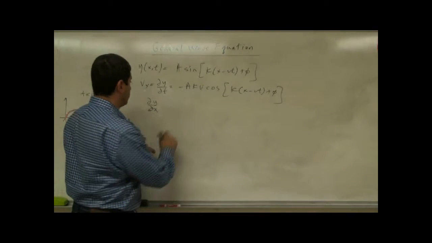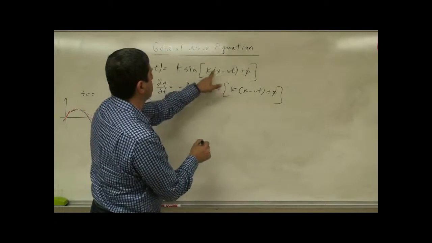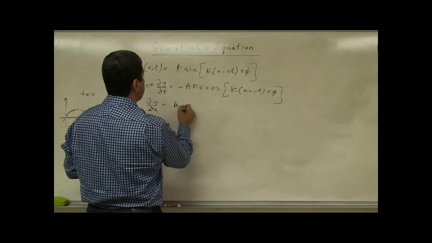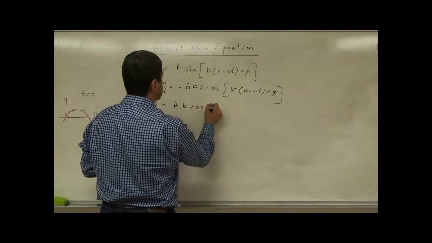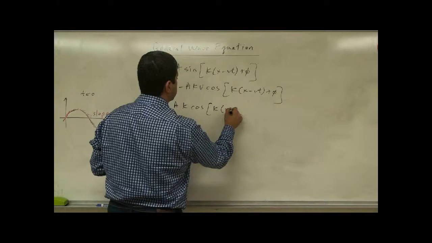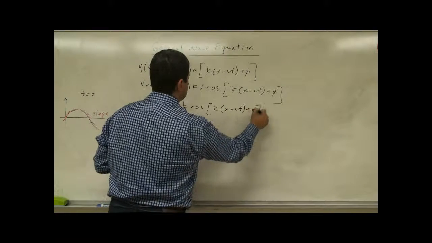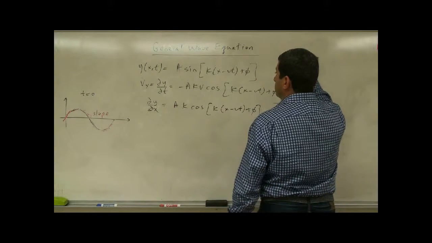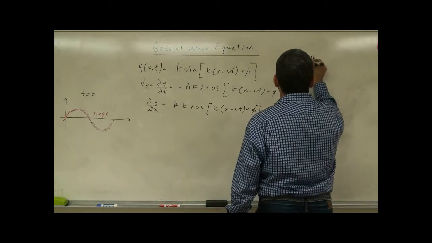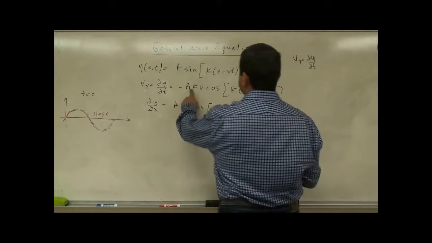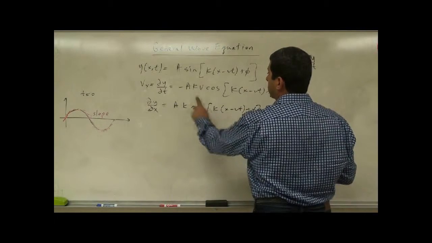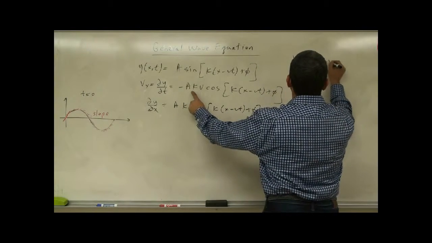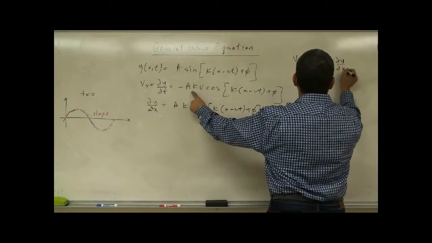So what am I going to do? Well, I'm going to keep the t constant, and I'm going to take its derivative with respect to x, and then I'm going to get A k cosine of (kx minus vt plus phi). From this, we already know this relationship that v_y, which equals partial y partial t, right? And then since this is A k cosine, and that's partial y partial x, it's just equal to negative v partial y partial x.